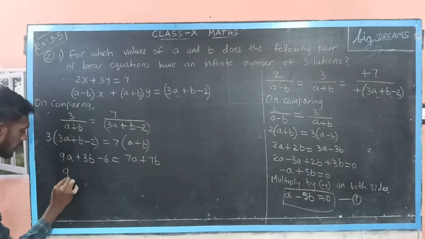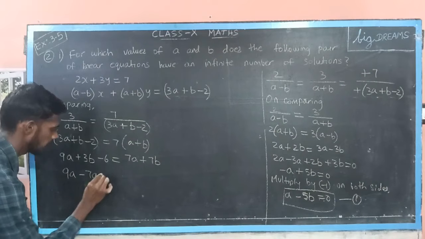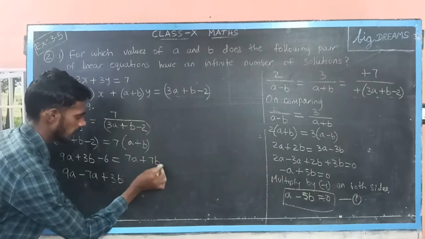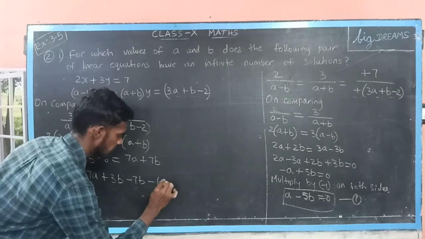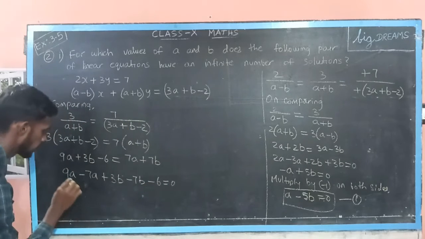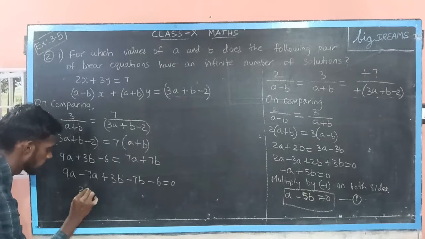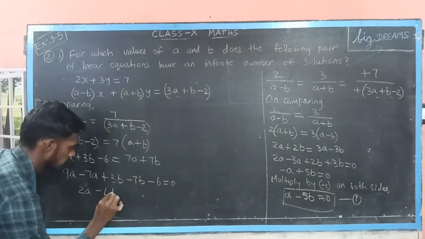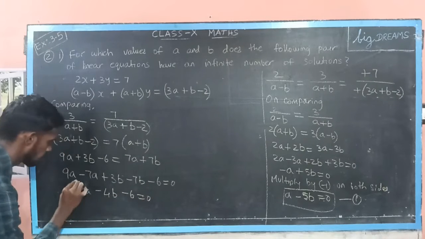So 9a, bringing this 7a to LHS, minus 7a, then plus 3b, bringing this 7b to LHS, minus 7b, then minus 6 is equal to 0. So it is 9a minus 7a, which is 2a, then 3b minus 7b, minus 4b, then minus 6 is equal to 0.